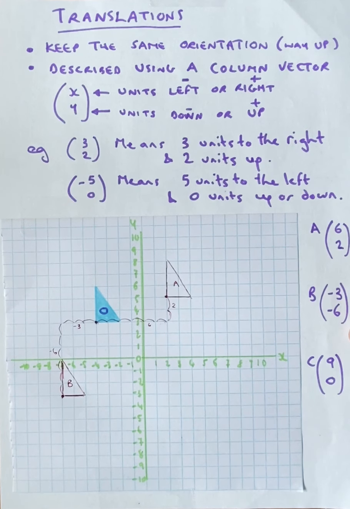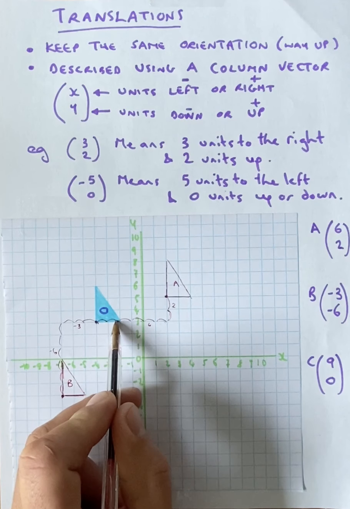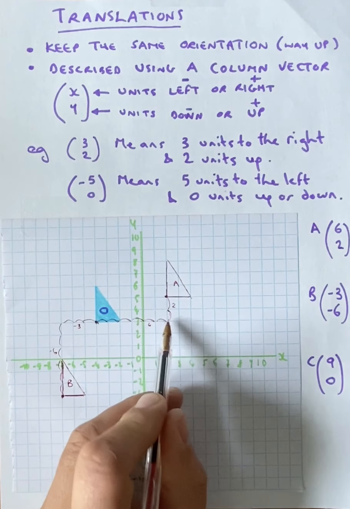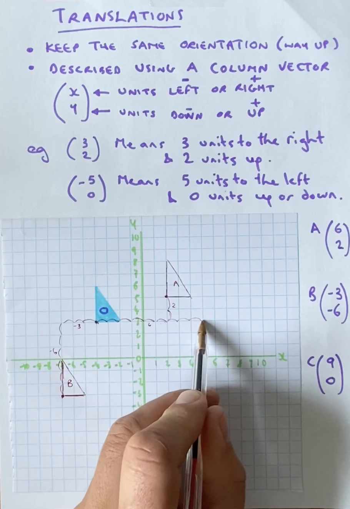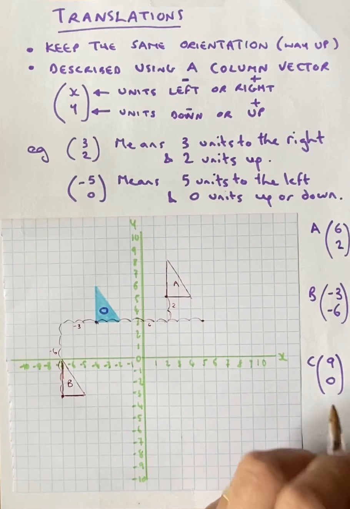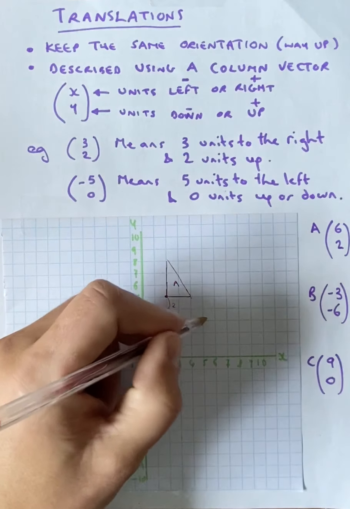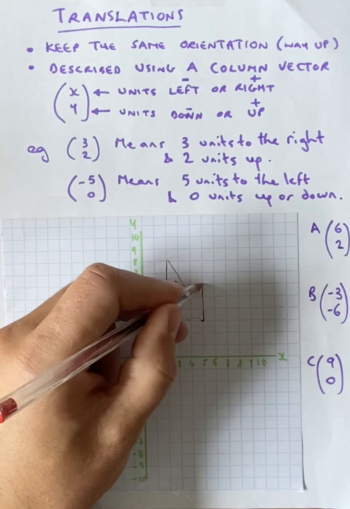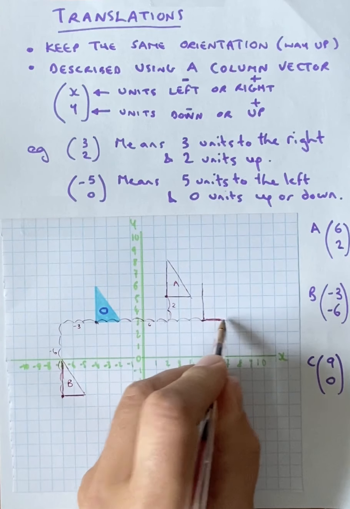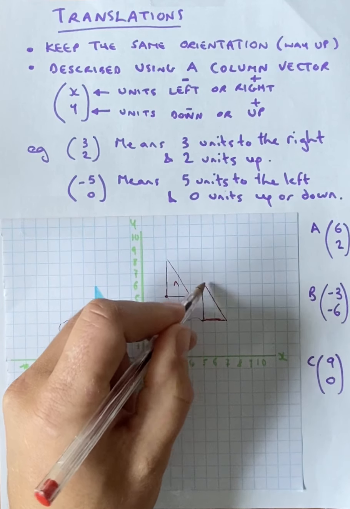Okay. Final one then is C. Now C is a column vector of 9, 0. So that means it's going to go 9 squares to the right because it's positive, and it's going to go no squares up. So we're going back 1, 2, 3, 4, 5, 6, 7, 8, 9. Okay, and we don't need to move it up or down because it had a 0 for the y component. So again, same orientation, same way up, and there is my triangle, which I'm going to label with a C.